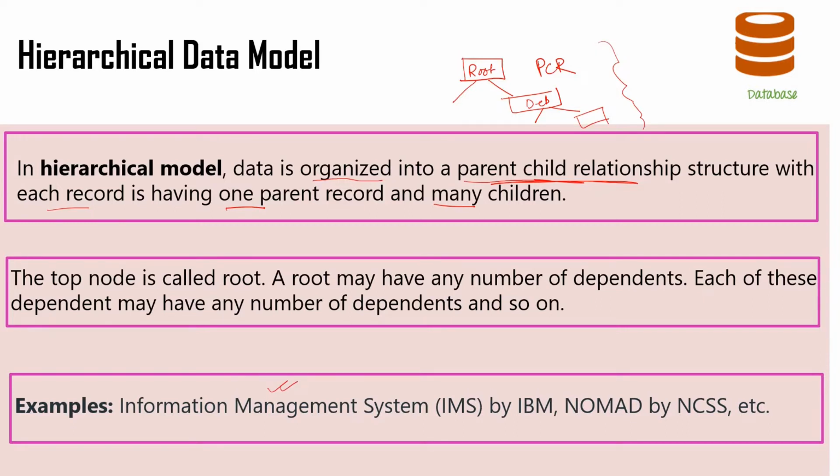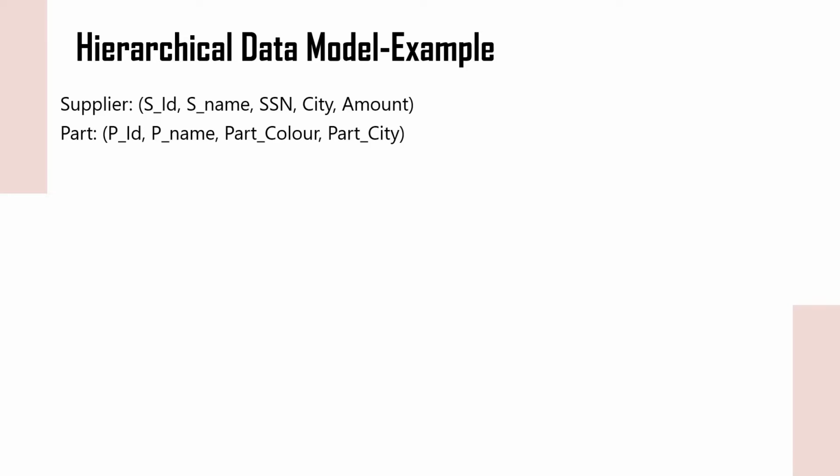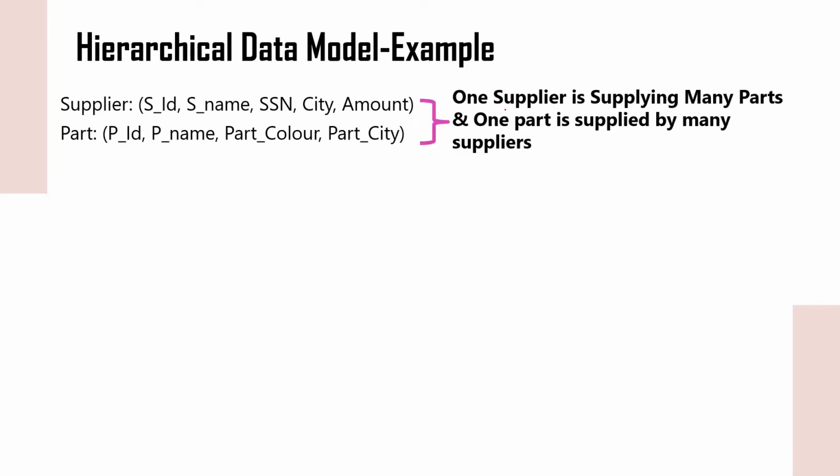Now we will discuss what is a hierarchical data model. I have taken an example where I am showing that one supplier is supplying many parts. Okay, the problem statement is like this. One supplier is supplying many parts and one part is supplied by many suppliers.